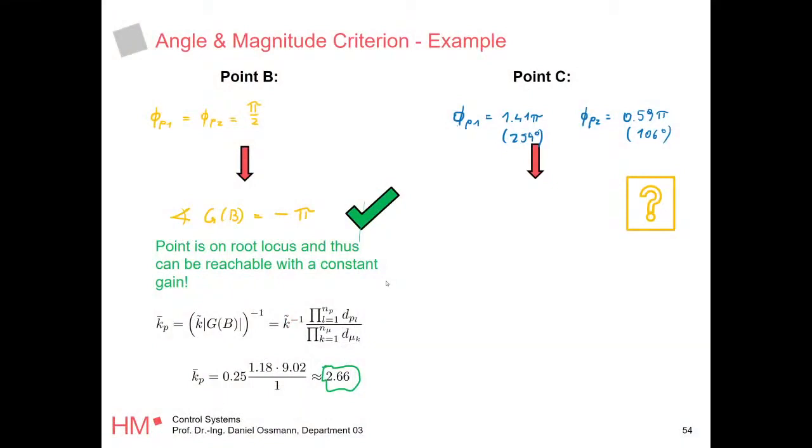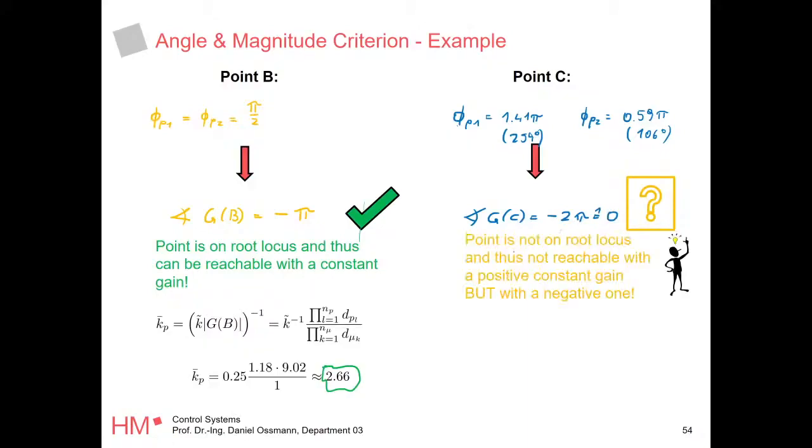Okay, so if you do the sum of the angles of our system to C, you will realize that this guy is immediately 2 pi, which is equal to 0, right? Because it's just 360 degrees shifted. Okay, what does that mean now? The point is not on our root locus curve for positive feedback, but with a negative one. Now this is exactly the case where you need to change the sign.